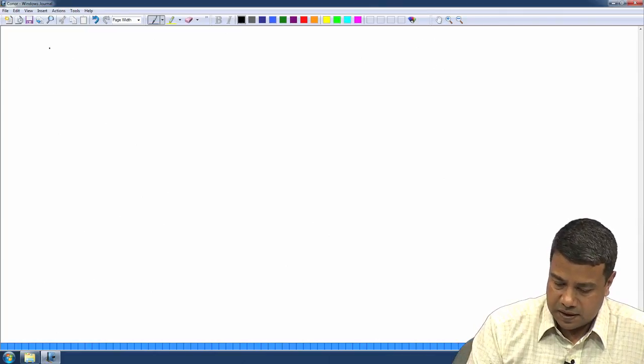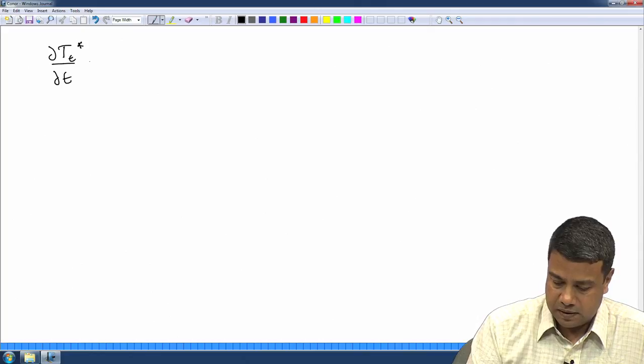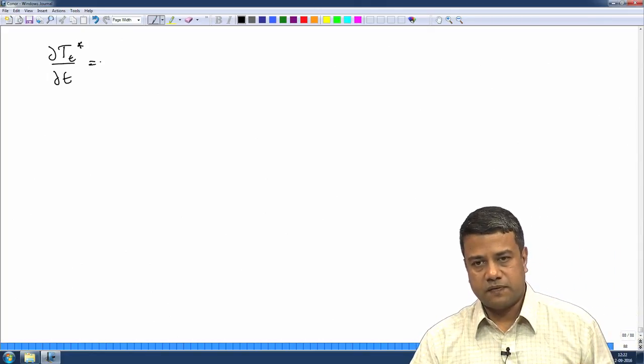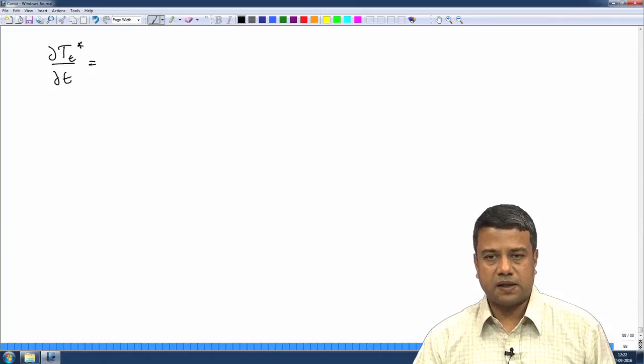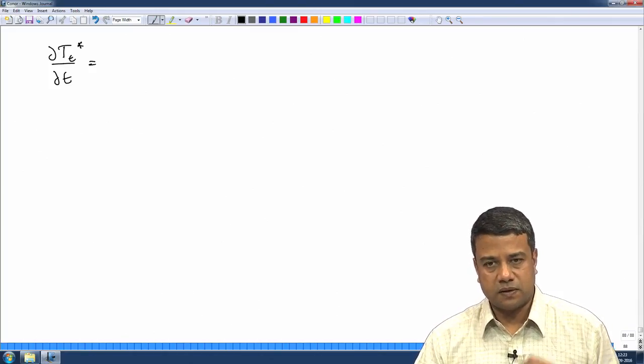Therefore, the equation that I have, partial T transient by partial t, I can write the temperature field in terms of T star because I am just subtracting out a constant value, and when you subtract out a constant value, all the derivatives will be 0.